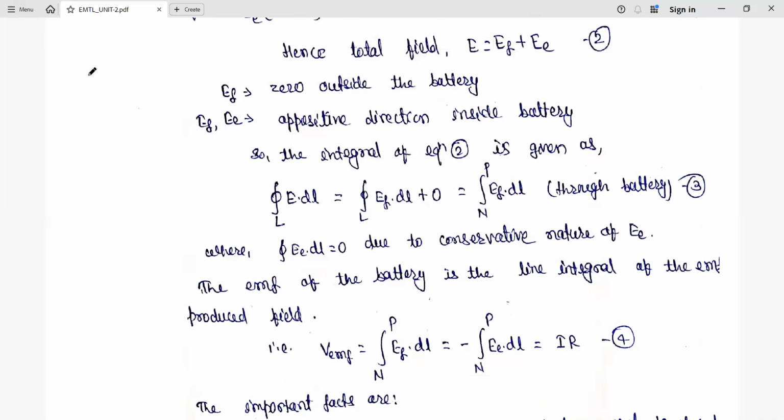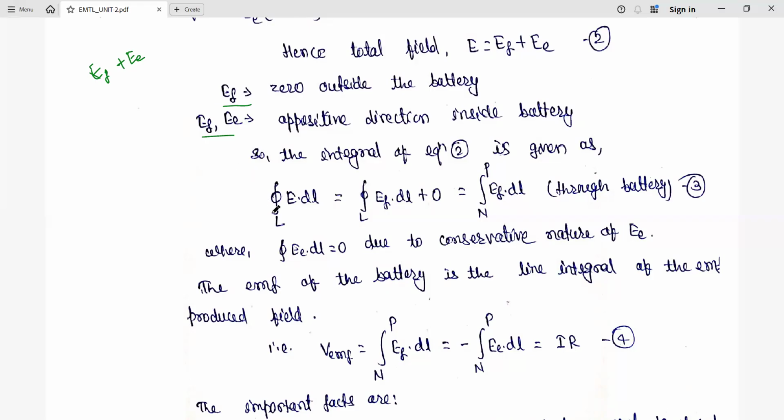So that total field consists of E_F plus E_E. So E_F is due to the battery and this one is due to the electrostatic field. So outside the battery, the E_F value is 0. And inside the battery, E_F and E_E are in opposite directions.